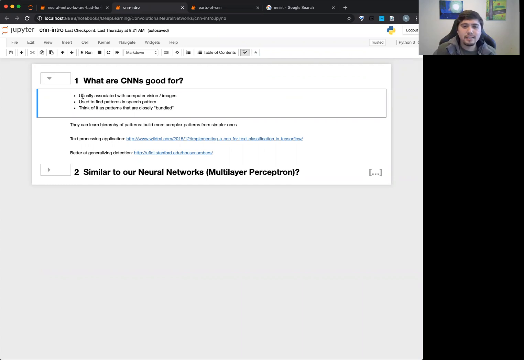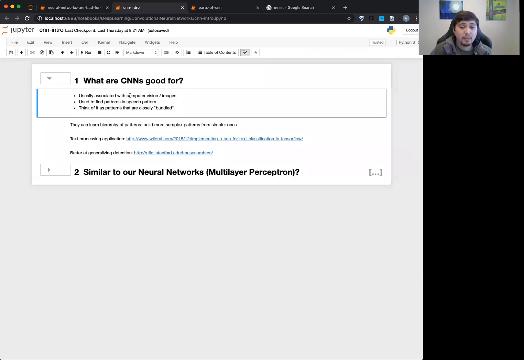What's kind of cool is that it's usually associated with computer vision and images, but note that speech, for example audio, can also use convolutional neural nets. You can think about it like what versus where. It matters what's close by to understand from speech to text, right? You need to know not just what the data is, but what was nearby it. So convolutional neural networks can do really well when patterns are closely bundled together in some form. This could even be natural language processing.